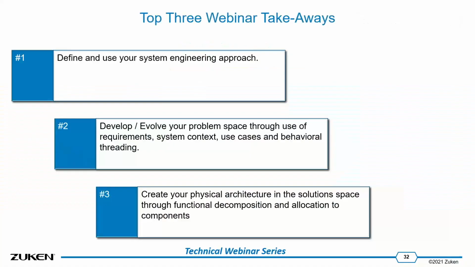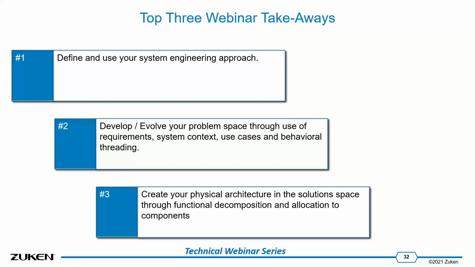So I just wanted to quickly, what are the three things that I would like you to take away and walk away from this webinar with is, one, define and use your systems engineering approach. It's not one fits all. You have to define yours and use yours. Two, when you're doing your development, develop and evolve your problem space so that you're sure you're solving the right problem. Use your requirements, use that system context, use cases and behavioral threading to help you work through that problem space.